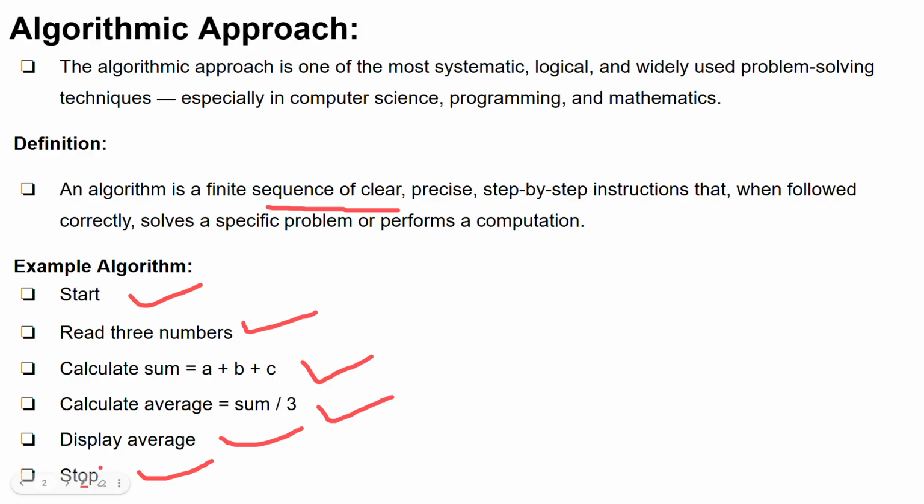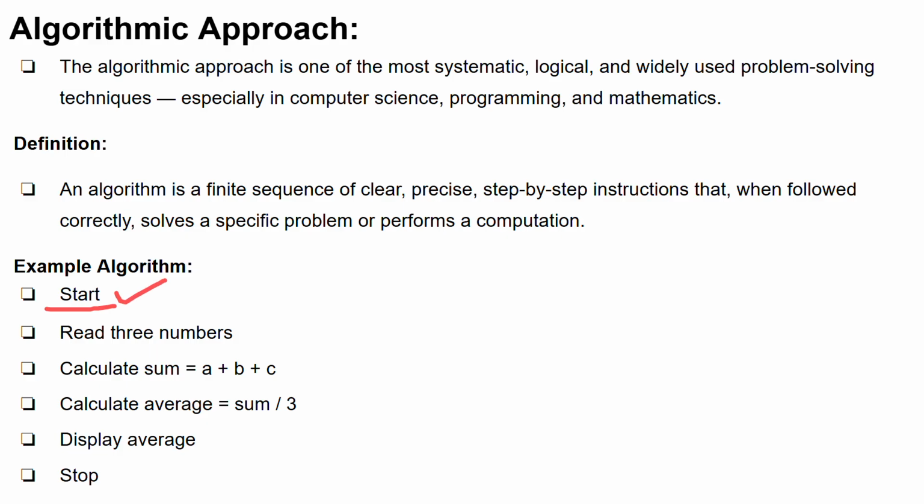So you can see here we have an algorithm where in the beginning we have start, then we'll be reading three numbers. So each and every step says clearly what it is intended to do, an unambiguous statement. So the first step is start. That means we are starting our program or algorithm. So that is the start of the problem. Then we will read three numbers. That means we are taking input for our algorithm.